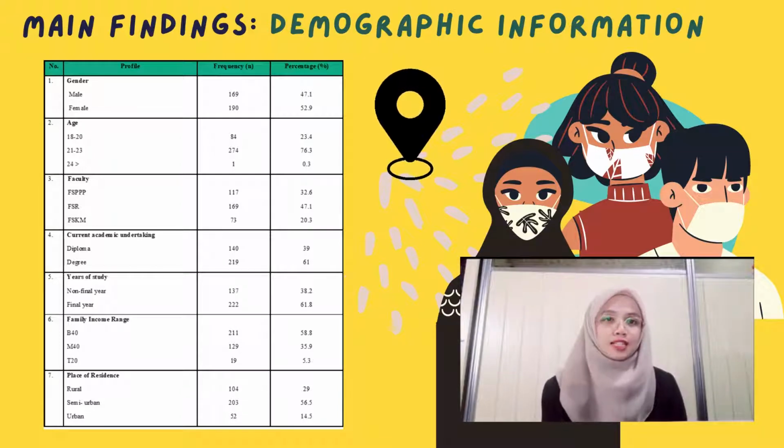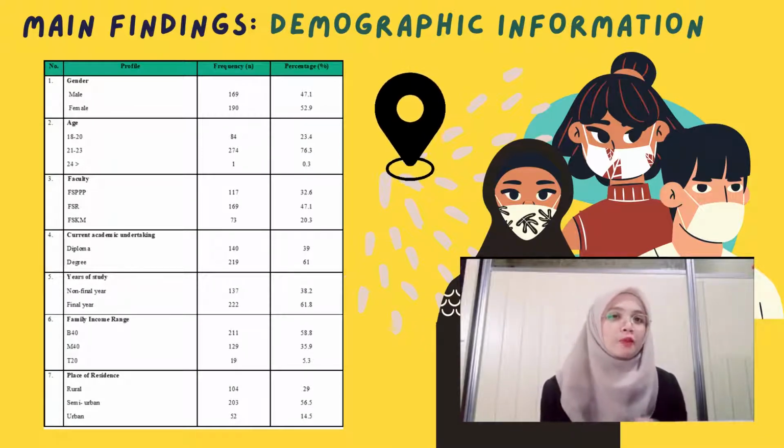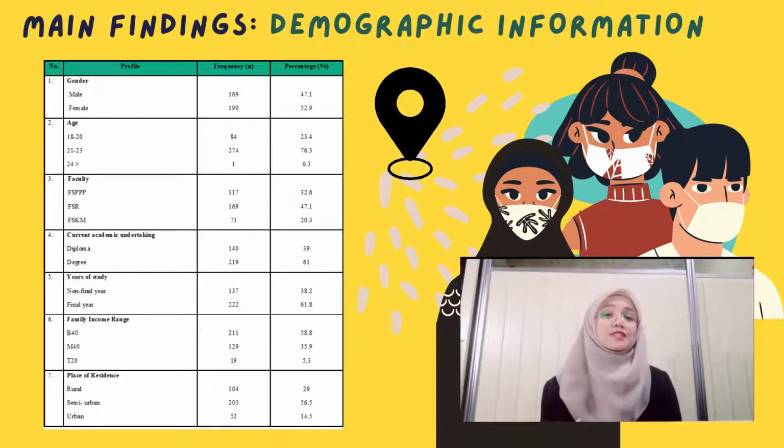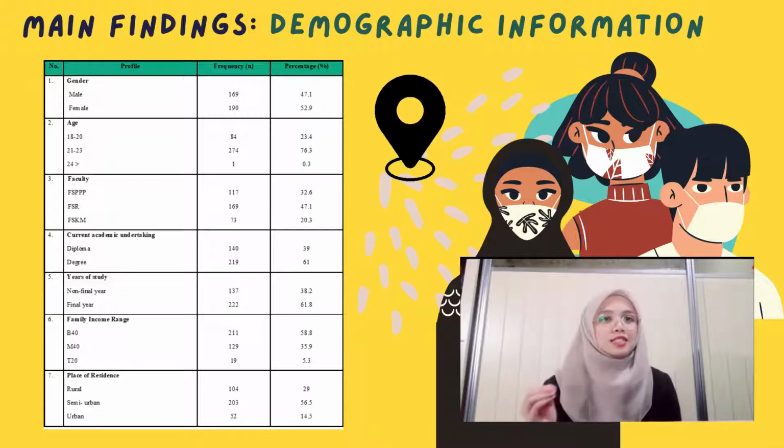Furthermore, for the year of study, 61.8% of respondents are final year students, while 38.2% are non-final year students. In terms of family income range, the majority of the respondents came from B40 income families, which makes up 58.8%, followed by M40 income families, 35.9%, and the least coming from T20 families, which is 5.3%. In addition, for the place of residence, the majority of the respondents reside in semi-urban areas, which is 56.5%, followed by rural, 29%, and urban, 14.5%.